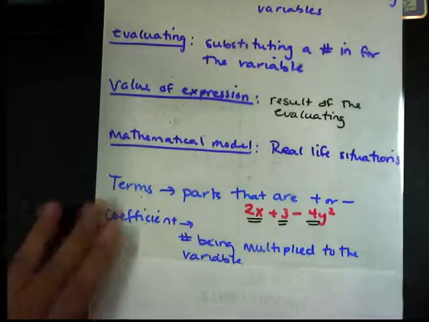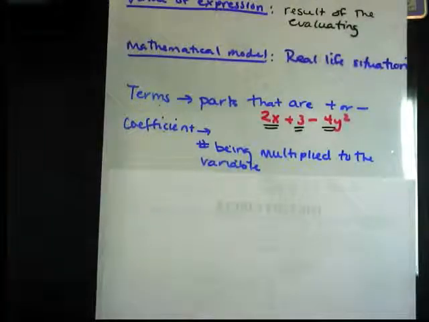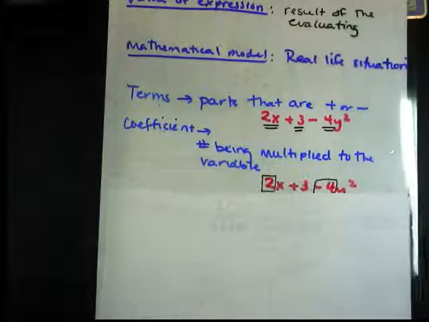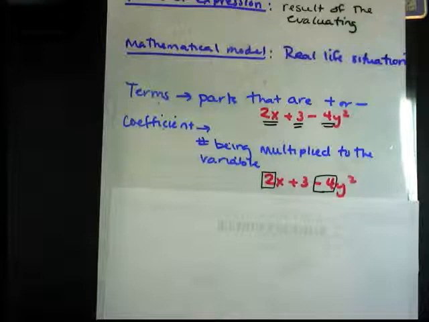Then we have coefficient, which you should be quite familiar with. Coefficient is a number being multiplied to the variable. And using this exact same example from above, we have 2 coefficients. The 2 that goes with the x, the 2 is called the coefficient of x. And then the negative 4, which is the coefficient of y squared. Again, pay attention to the sign. It is a negative 4 that's the coefficient of y squared, not just the 4. Always read a sign that goes with the number.